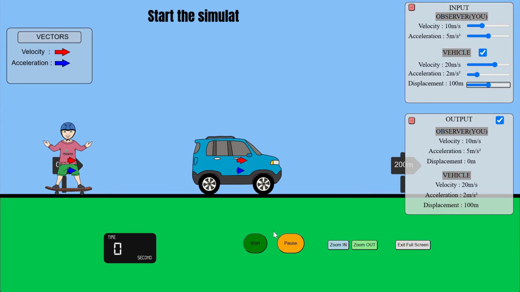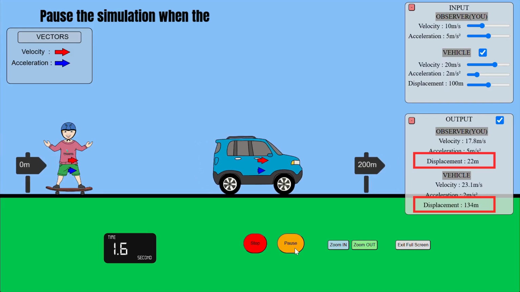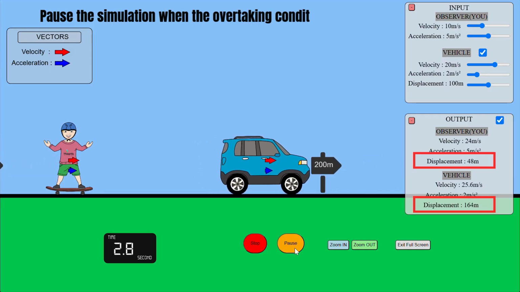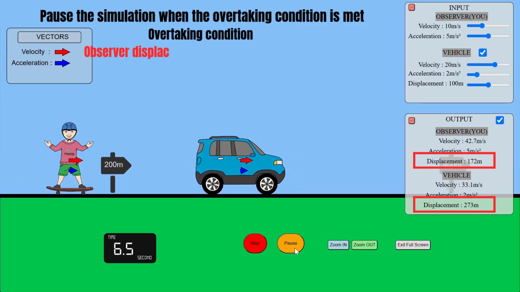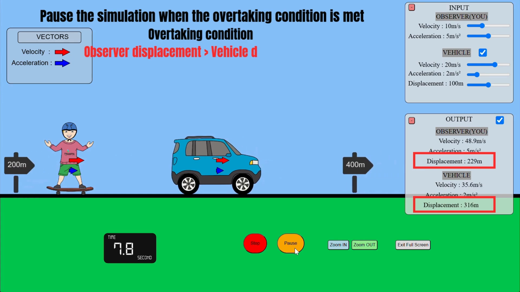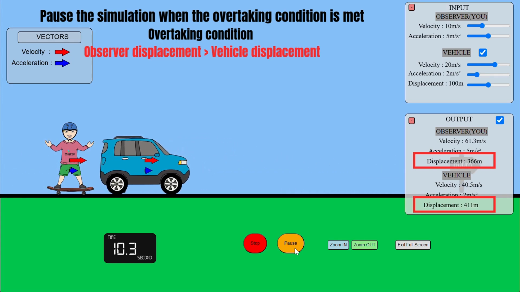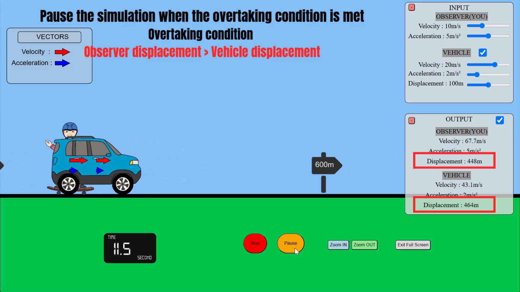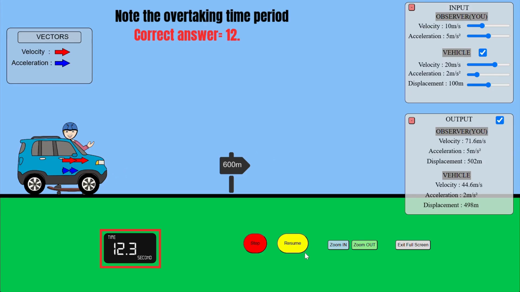Now, start the simulation. Observe the output section and pause the simulation when the observer's displacement is slightly greater than the vehicle's, indicating the overtaking condition. Now, note the overtaking time period, which is the correct answer.